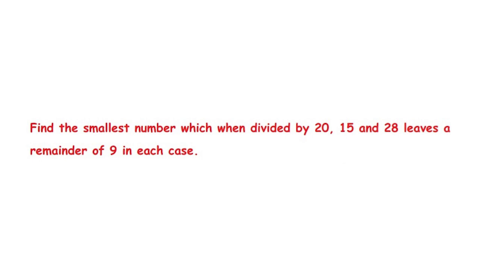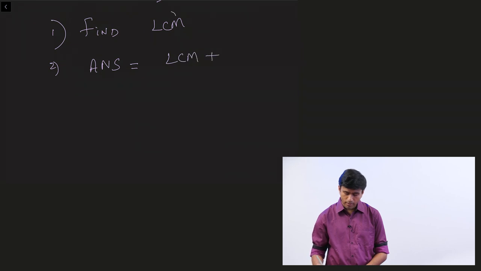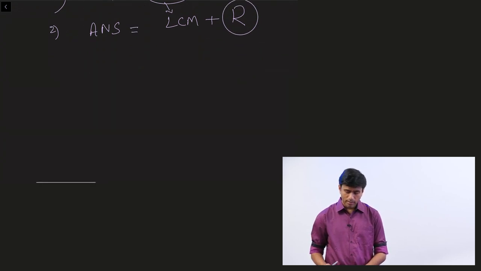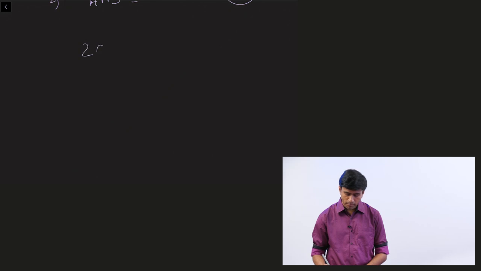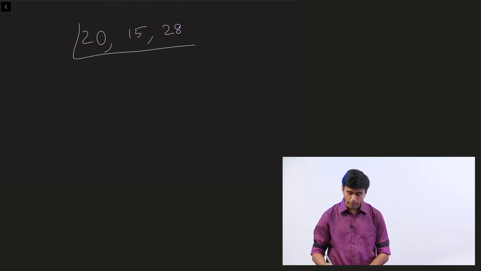So remember, in HCF you removed the remainder from all the three numbers, but here you first find LCM and the answer would be LCM that you found here plus remainder. So let's find the LCM. How do we find the LCM of the three numbers 20, 15, 28? The commonly used method is the division by prime factors. So we are going to do that.